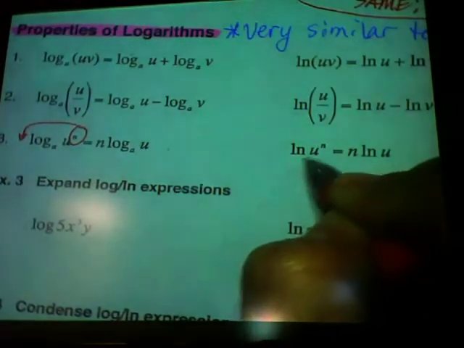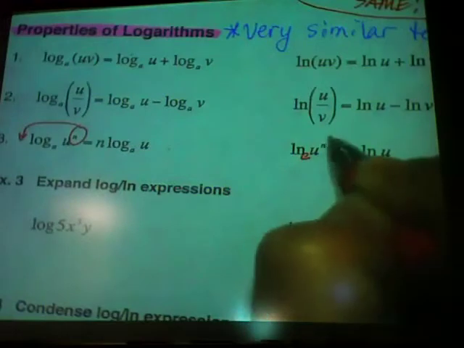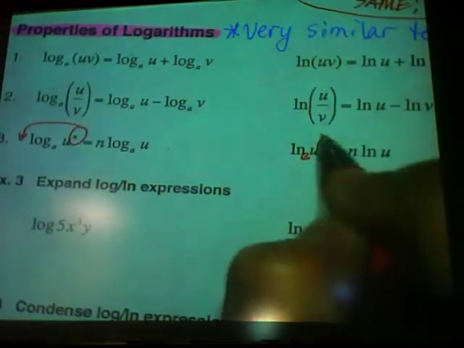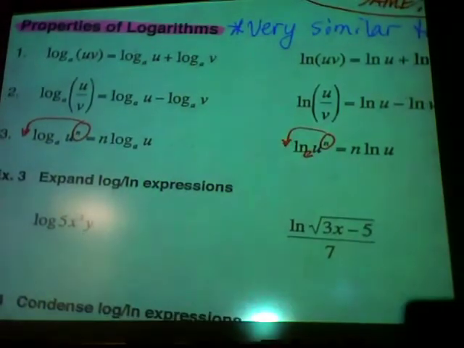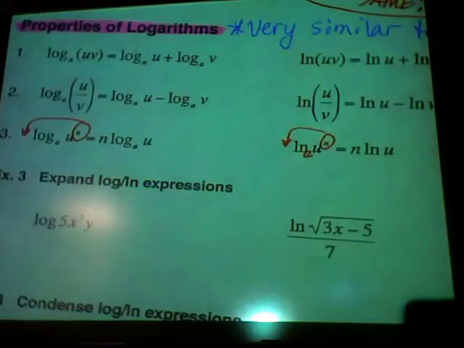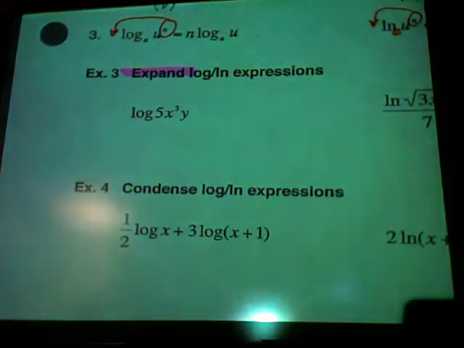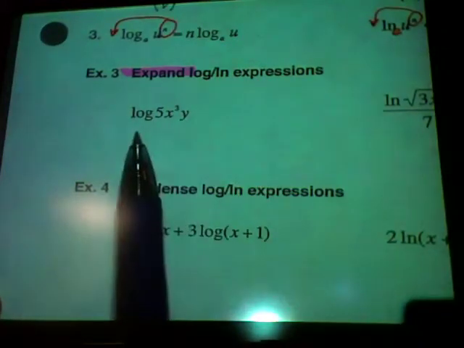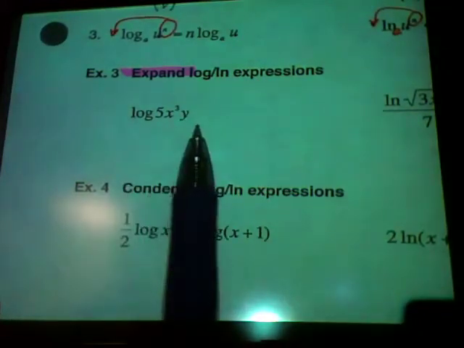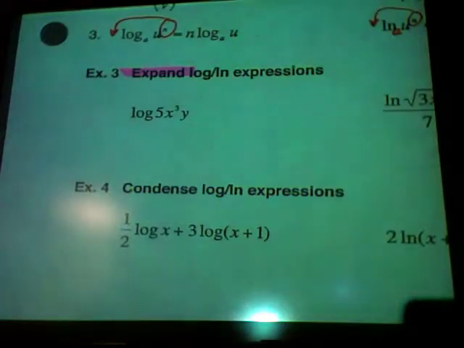What's the understood base here? E. And so this really is considered the exponent, and it gets swung out in front and multiplied to that natural log of u. So we're going to apply some of these down below. Notice that example 3 says to expand. Know the difference between whether we're expanding or compressing? So I have 5 times x cubed times y. What's the first thing that's happening? How can I expand that out?